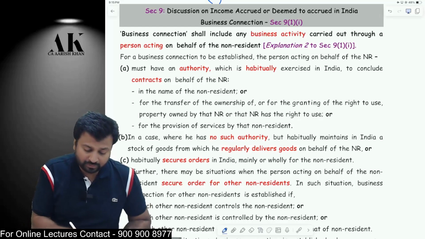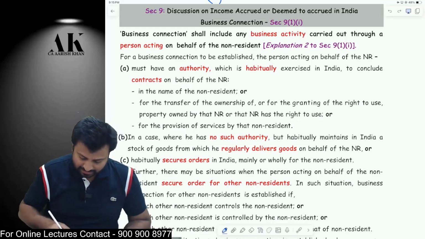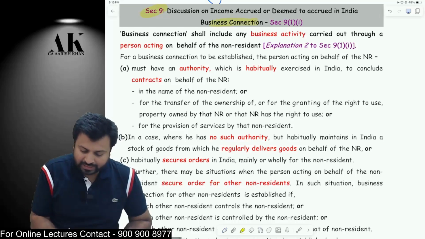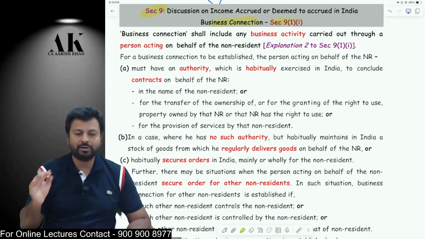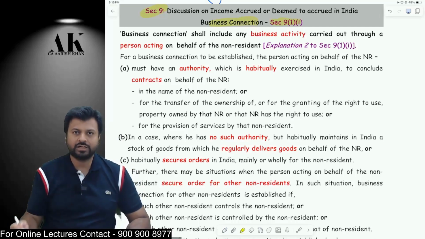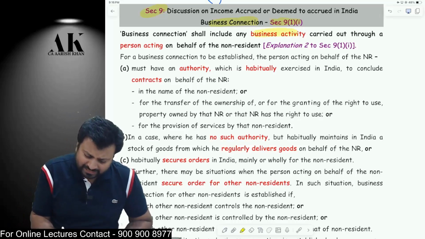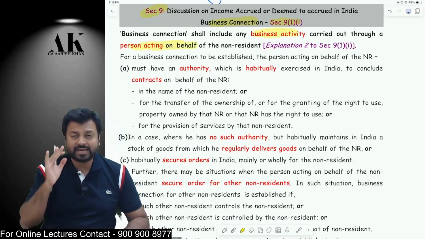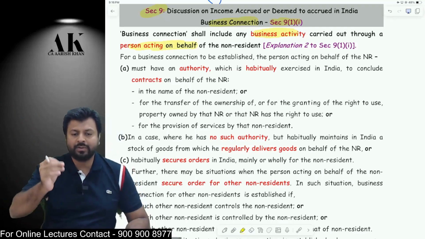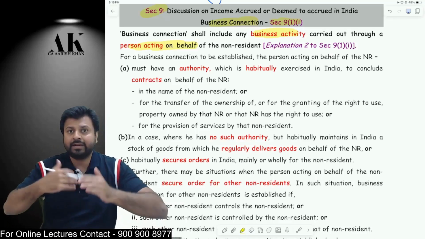First of all, we'll talk about business income. When are business incomes liable to be taxed in India? Be very careful. For that, we need to have a business connection in India. If a non-resident has a business connection in India, it is liable to be taxed in India. Now, what does business connection include? Business connection means any business activity which is carried on through a person in India. If a non-resident is doing any business activity in India through a person in India, it will be called a business connection. Now, there are multiple levels of business connection.